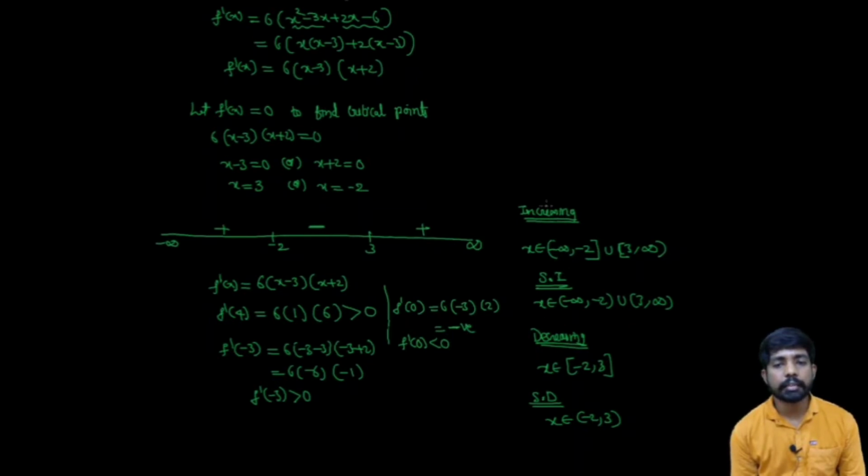Strictly increasing and increasing, I hope you got the difference between those two, right? Decreasing and strictly decreasing, you got the difference between those two. Here in decreasing we are including the extreme values, in strictly decreasing we are not including extreme values. That's all. This is the solution, and the remaining problems are homework, consider them as homework.